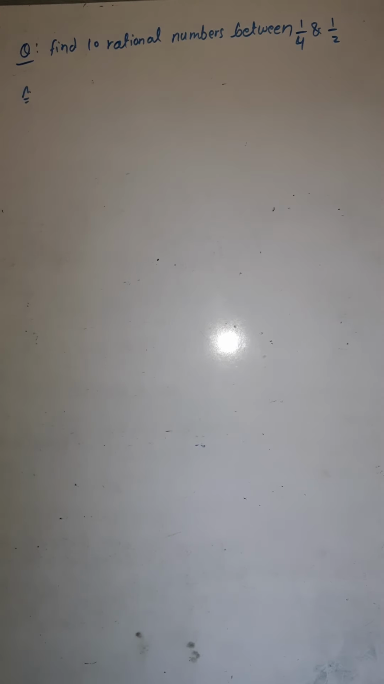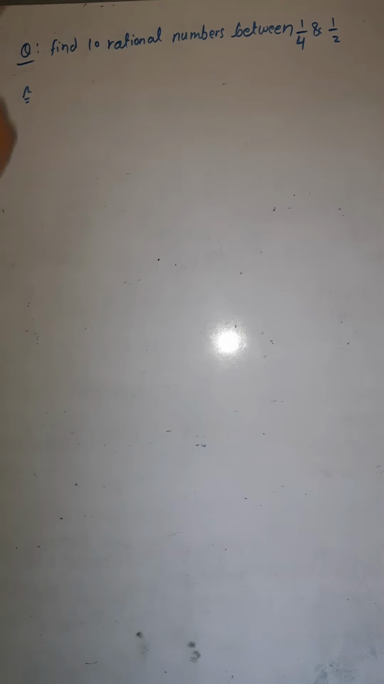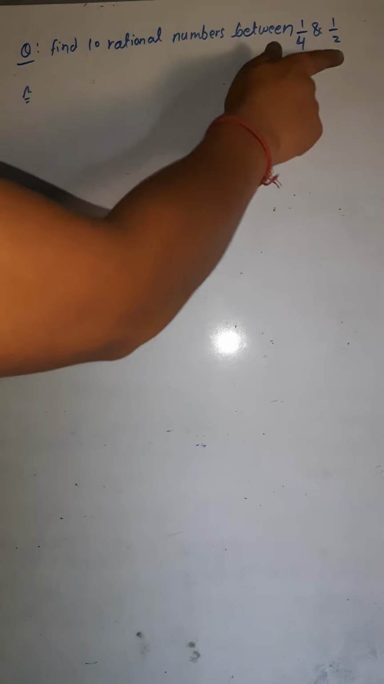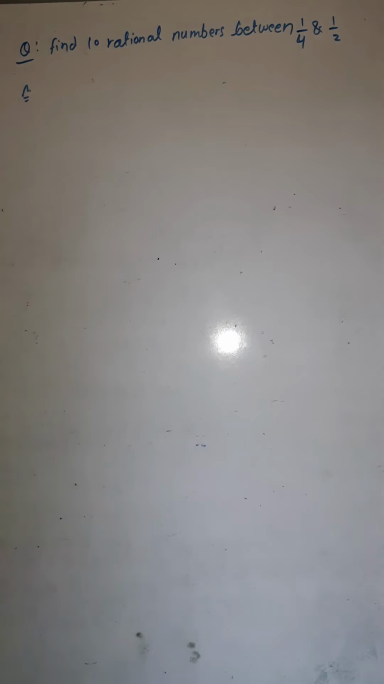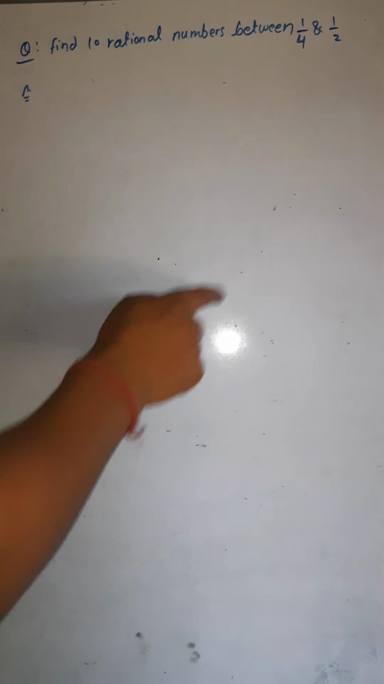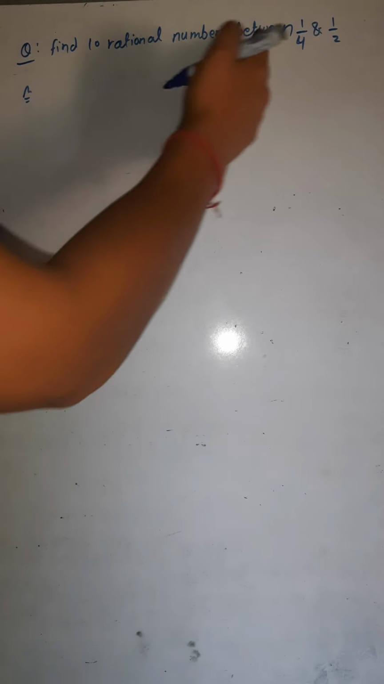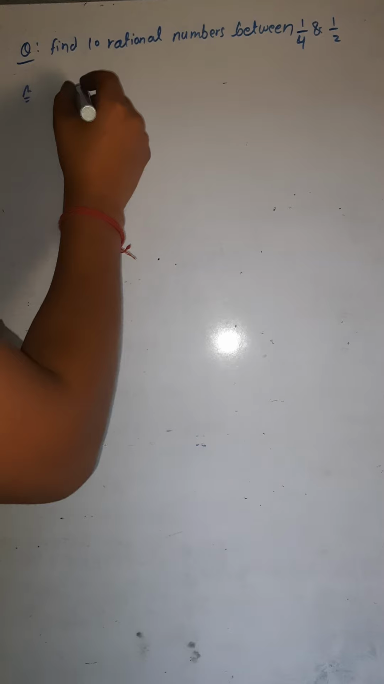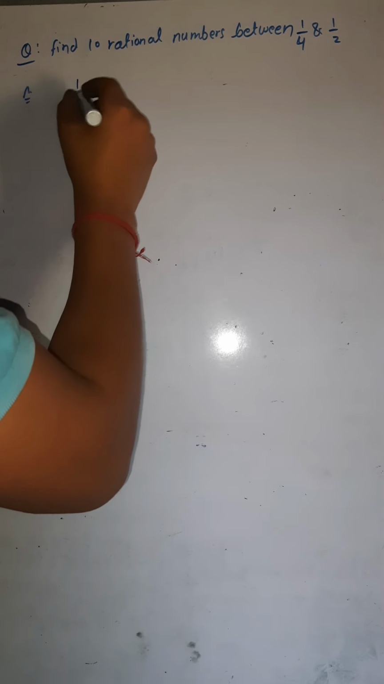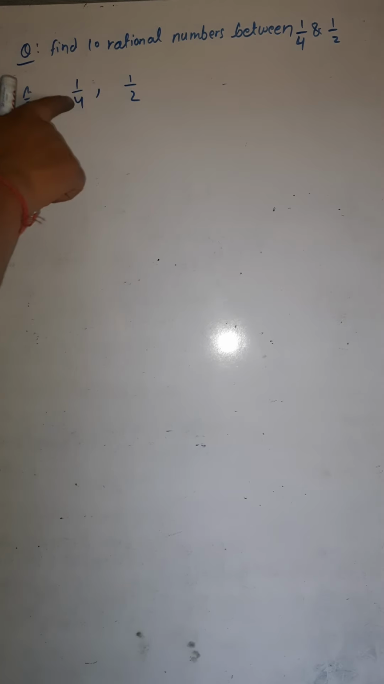So how to find 10 rational numbers? I have a second method for this. To apply this second method, the first criterion is that the denominators of both rational numbers should be the same. So to make both the denominators the same, I would be taking the LCM of 4 and 2. First I would make both these denominators the same. So here I'm writing 1 by 4, comma, 1 by 2. Now here it is 4, here it is 2, but both should be the same.